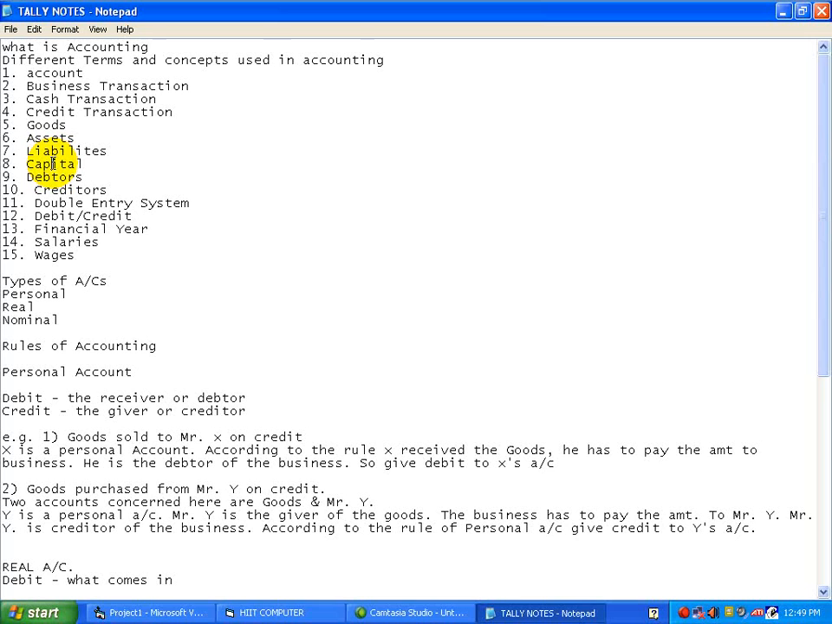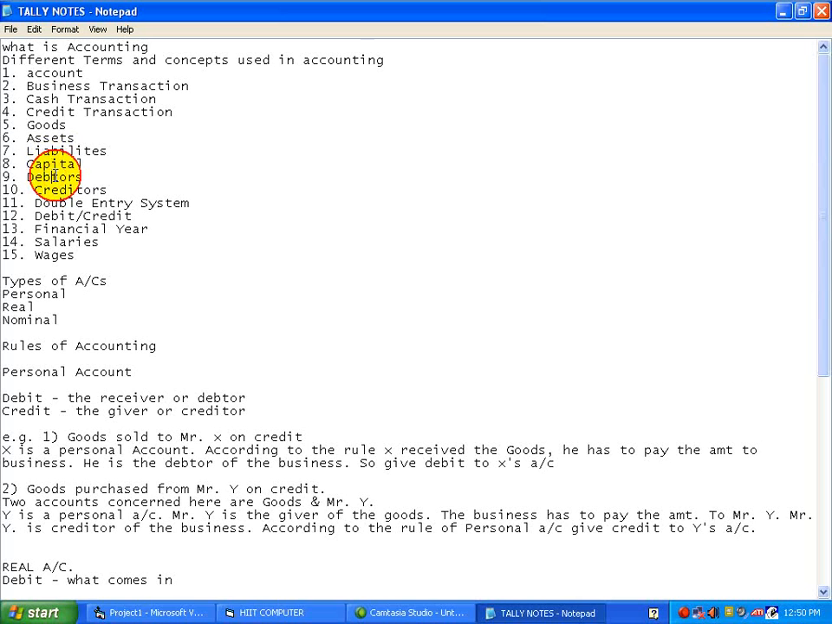Next, capital. Investments made by the owner into business. The investments can be in terms of cash, goods, assets, etc. In accountancy, capital means the amount or loan given by the businessman to the business. So the capital is treated as a kind of liability, the amount payable of the business.